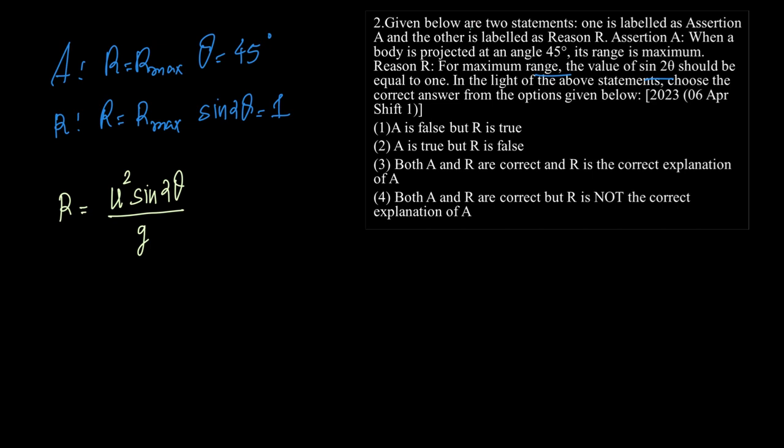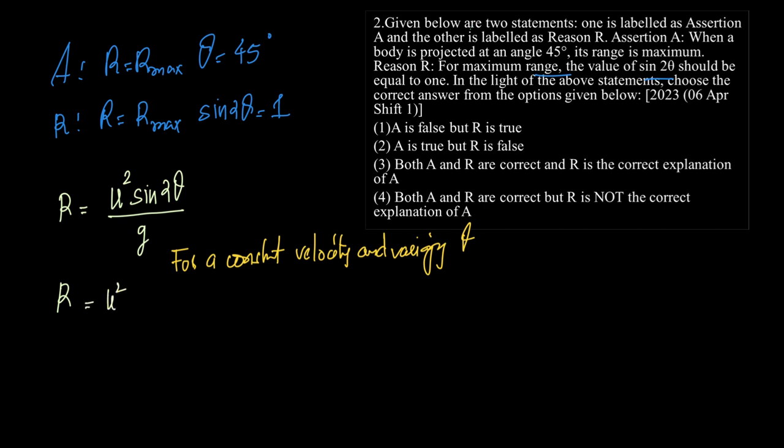So if R is equal to u square sine 2 theta by g, for a constant velocity and varying angle of projection, varying theta, let me write it once again. R is equal to u square by g into sine 2 theta.